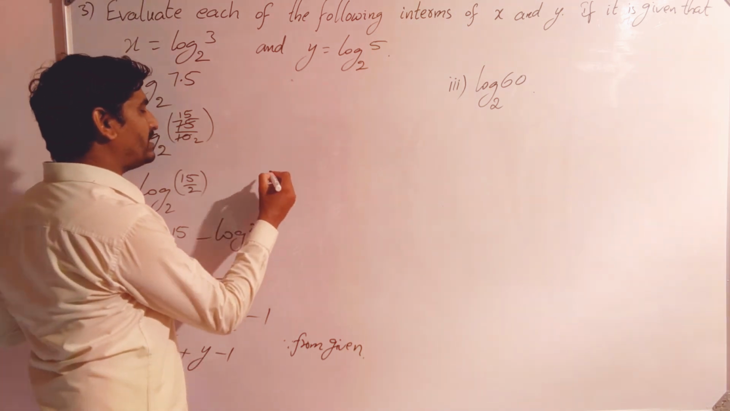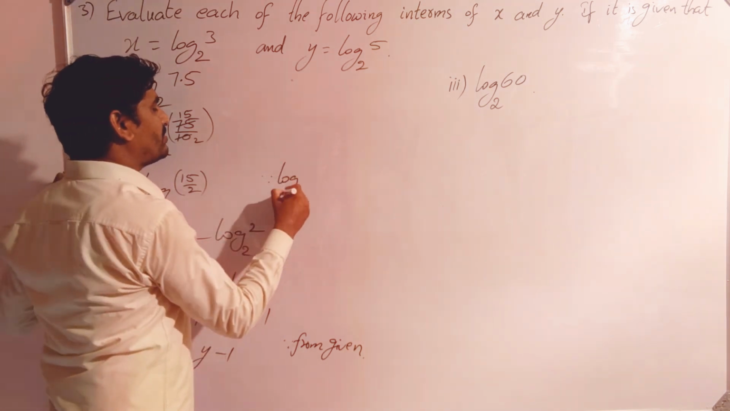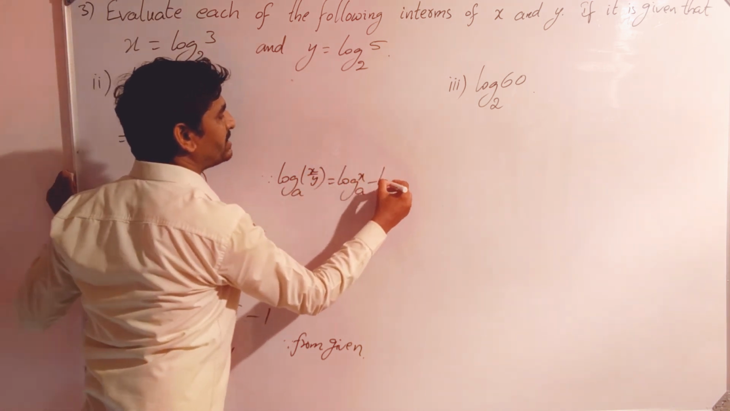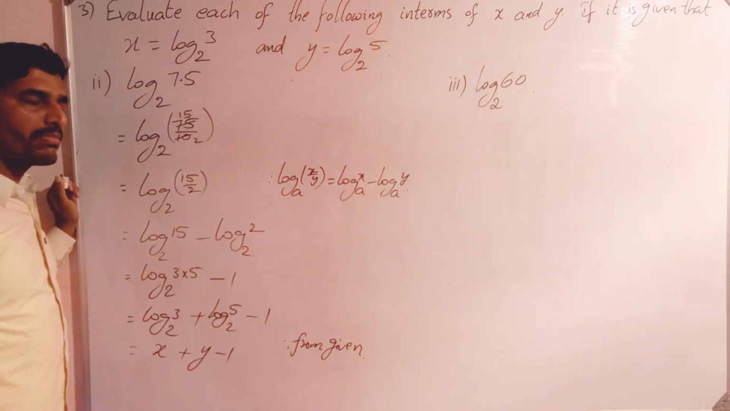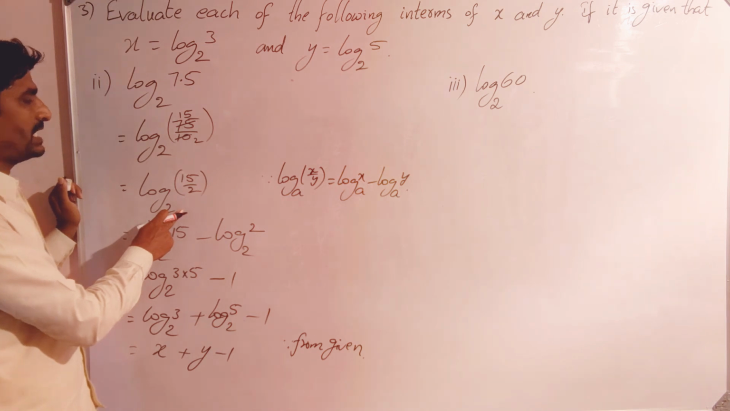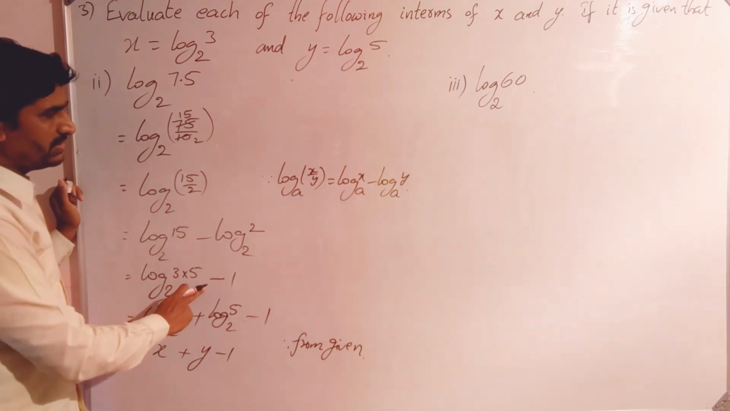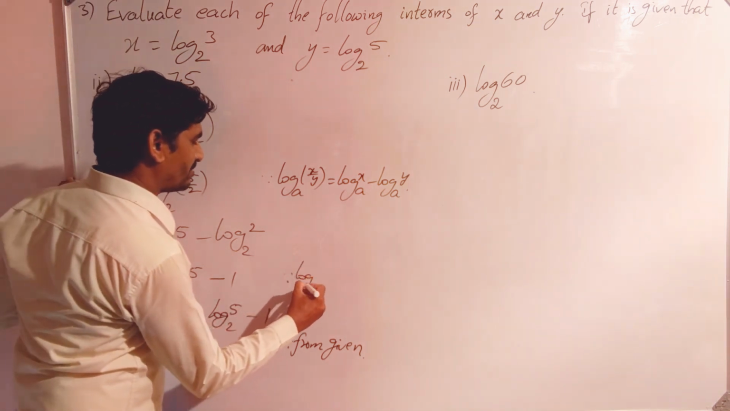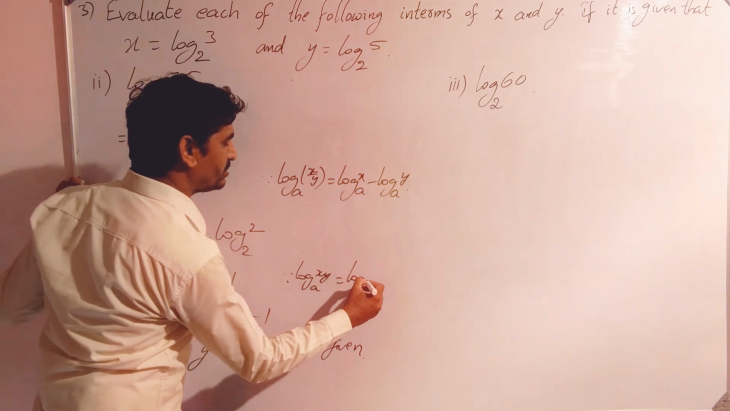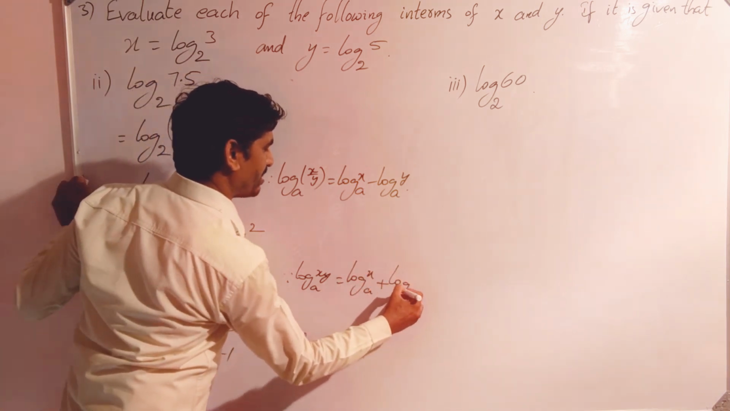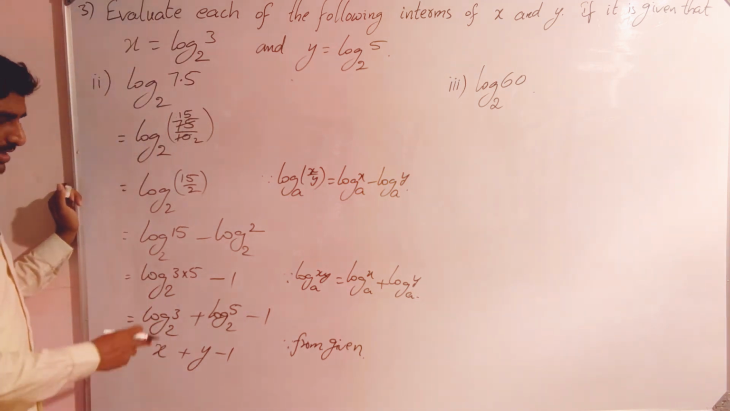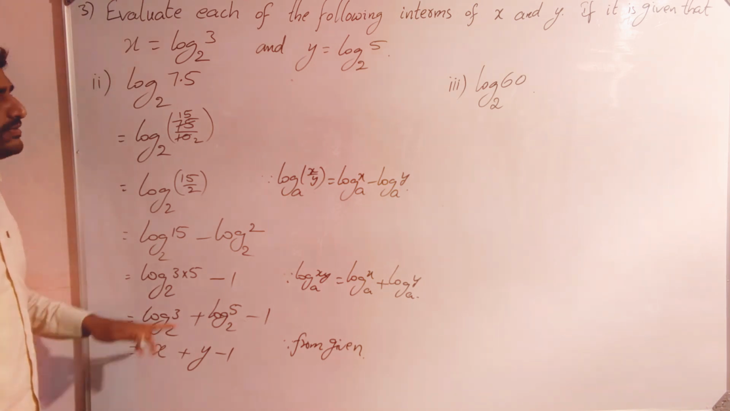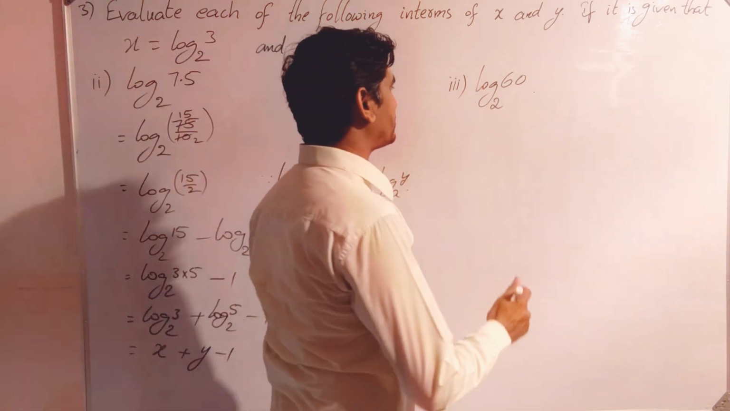Here, which formula have we applied? Quotient rule. Logarithm of x by y to the base a gives logarithm of x to the base a minus logarithm of y to the base a. Quotient rule formula we have applied in this. Okay. Now here, product formula we have applied. Logarithm of x into y to the base a gives log x to the base a plus logarithm of y to the base a. We have applied a product rule here, and the quotient rule there. Like here, given values are applied. Now go for the next.